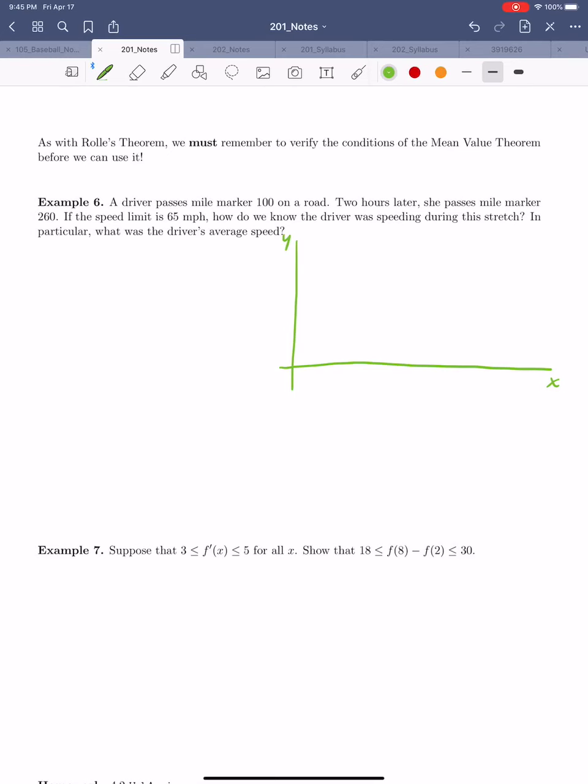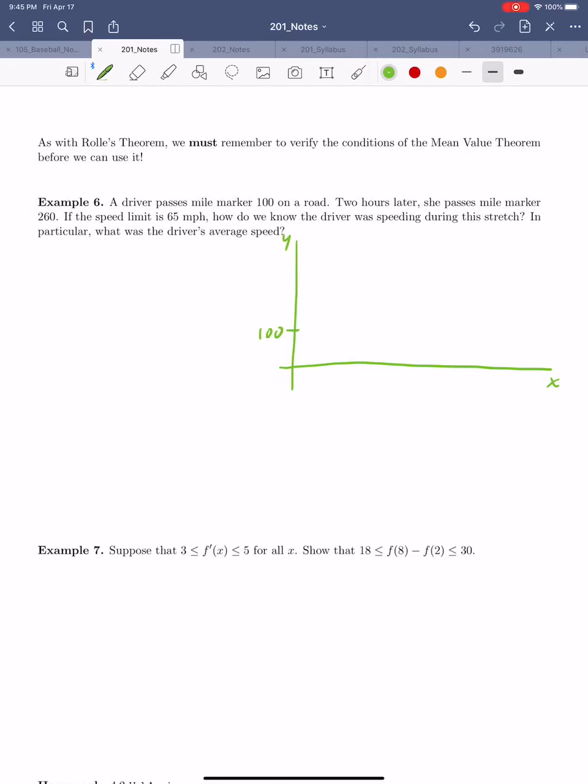And the officer says, you were speeding at some point during those 2 hours. And they say, well, how do you know? And the officer says, well, look, you traveled 160 miles in 2 hours. You were averaging 80 miles an hour. And I say, yeah, but how do you know that I was actually ever speeding? And the officer says, well, by the mean value theorem. So let's take a look at what's going on. We'll start at time 0 at mile marker 100.